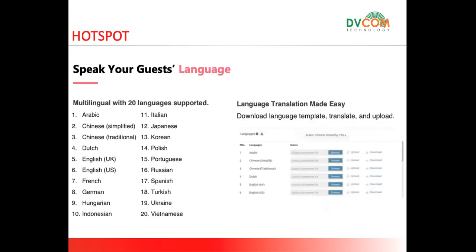So as I told you, it's going to support multiple languages. At the moment, if you see here, it's going to support 20 languages, especially in UAE: Arabic and Chinese, Dutch, English, French, German, Hungarian, Indonesian, Italian, Japanese, Korean, Polish, Portuguese, Russian, Spanish, Turkish, Ukrainian, Vietnamese. It's going to support multiple languages. So whatever language you want, by default the templates are available. You can just select, and if you want, you can download it or upload it according to your requirement.